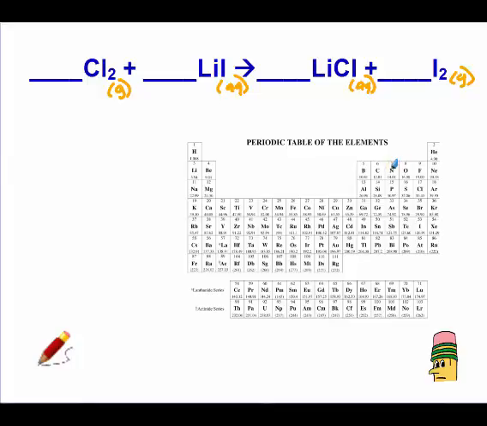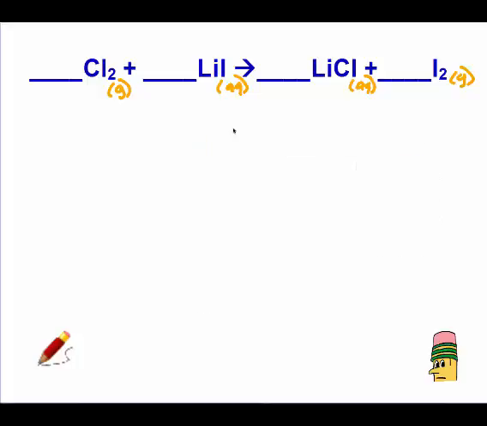Remember the 7 that can't stand alone. They start at 7 and make a 7, and there's 7 of them. So notice that chlorine and iodine, both of them needed 2 for that reason. Now we're going to list out our elements. We have 2 chlorine, 1 lithium, 1 iodine. On the product side, we have 1 chlorine, 1 lithium, 2 iodine.